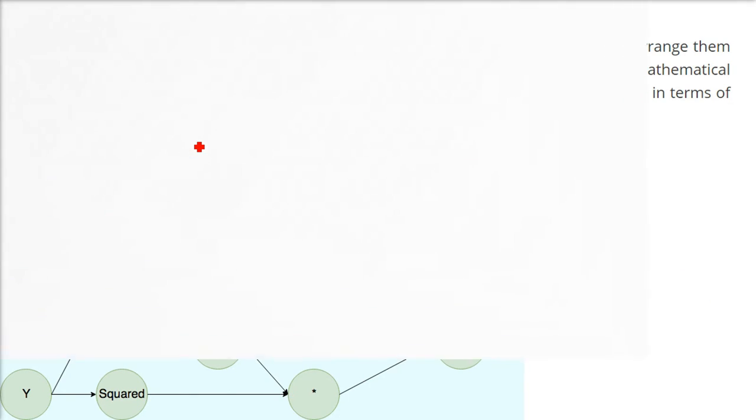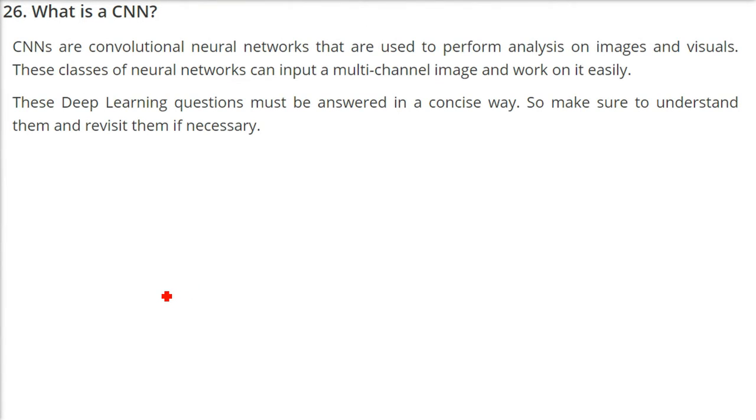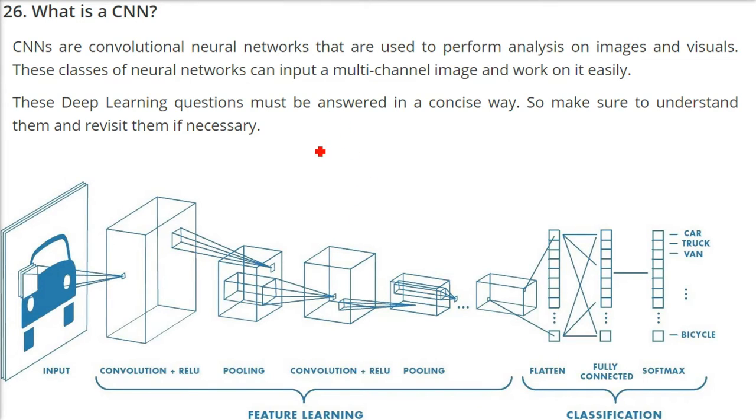What is a CNN? CNN stands for convolution neural network. These networks are used to perform analysis on images and visuals. So just assume that this is a small image, say 28 by 28 or 30 by 30. Now these are the input neurons. How many neurons? Just take a proper number so that we can multiply: 30 into 30, that is 900. 900 inputs will be very difficult to handle by the artificial neural network. That is why we have the convolution neural network.